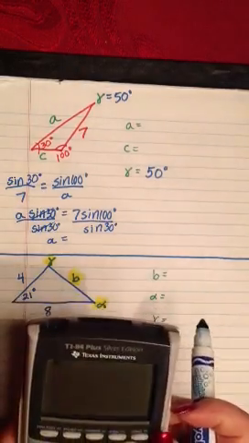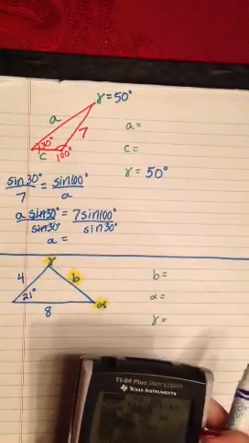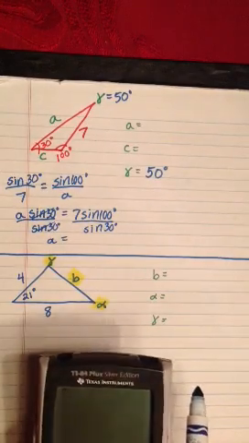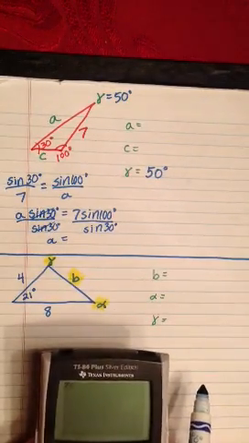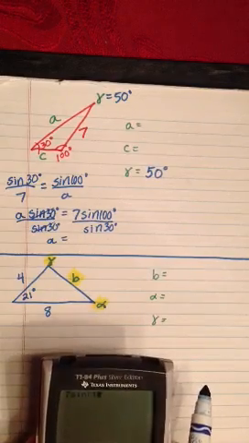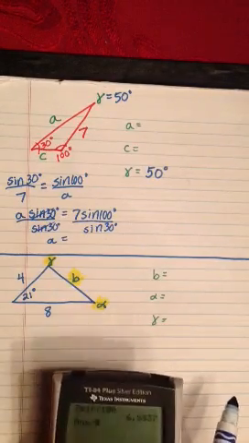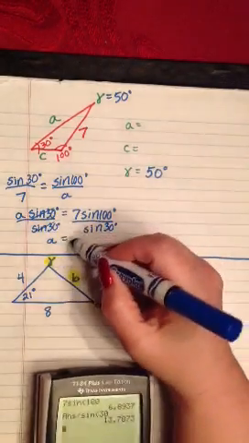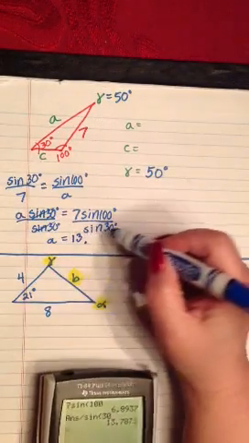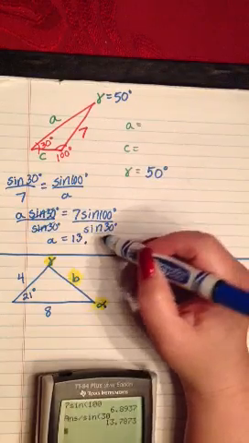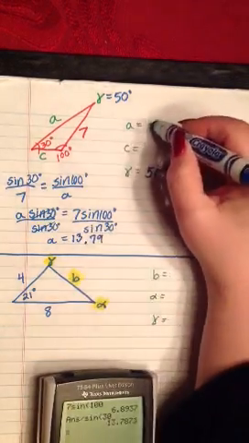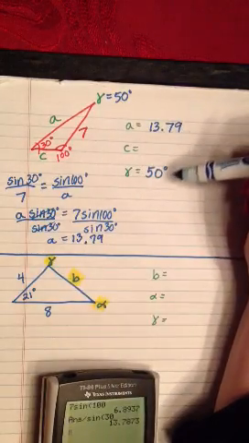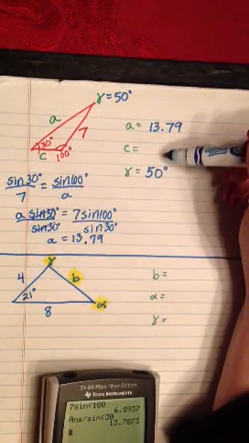So I get my calculator, turn it on. Always check your mode. We're in degree mode. It doesn't change automatically, but if you ever clear your memory, it defaults to radians. So we go 7 times sine of 100, enter, divided by sine of 30. And that lets me know that A is, to two decimal places, 13.79. So we already solved for A, we already solved for gamma. The only other thing I need to solve for is C.